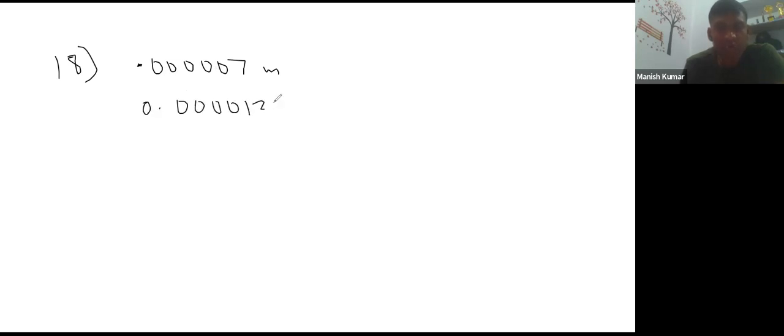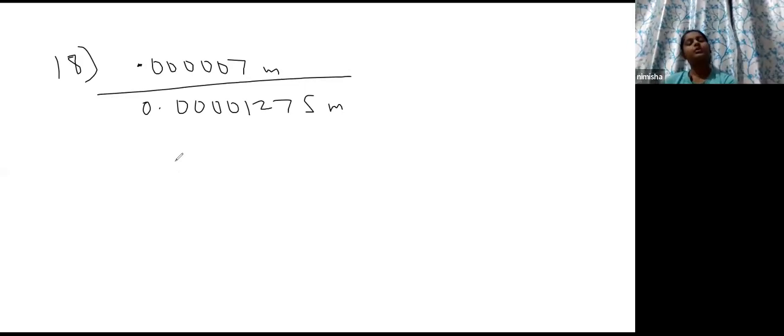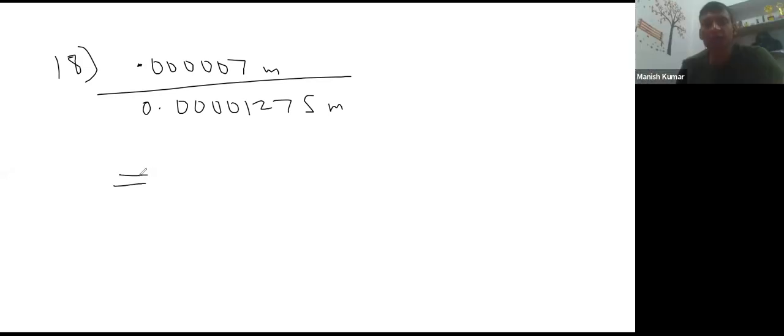Question number 18. The size of a red blood cell is 0.000007 m. 1, 2, 3, 4, 5 zeros are there. And the size of a plant cell is 0.00001275. Compare them. So how to compare? We have to just divide them, isn't it? So can we write them in exponential form? Yes, why not? You have to write them in such a manner that you can find the solution of that.